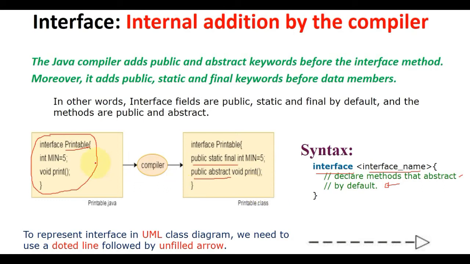So we just need to declare a data member as normal, and the method without a body. There is another important thing: when we represent the interface in a UML class diagram, we need to use a dotted line followed by an unfilled arrow. As you can see, a straight dotted line followed by an unfilled arrow. This symbol is used to represent an interface when we are dealing with a UML class diagram.